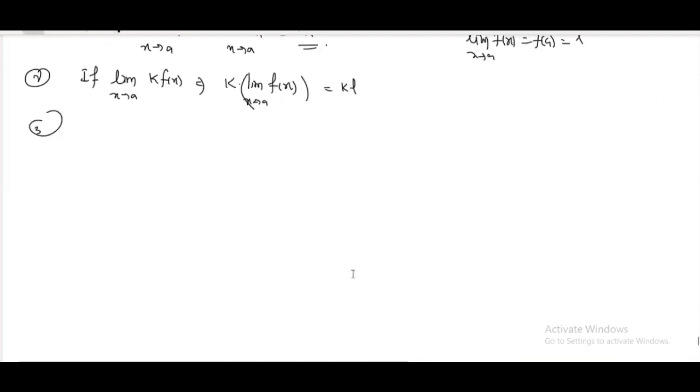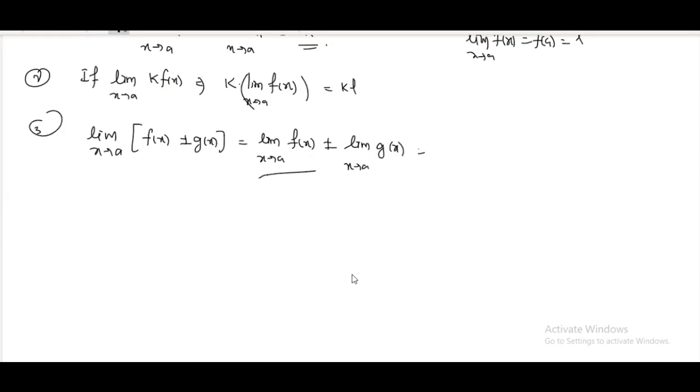Point number 3 in algebra of limits. Let's think limit x tends to a, and f of x and g of x are two functions whose limits exist as finite numbers. Limit of f of x plus or minus g of x can be written as limit x tends to a of f of x plus or minus limit x tends to a of g of x. We can substitute the value of x in this. If limit of f of x has value L, and limit of g of x has value m, it will become L plus or minus m.